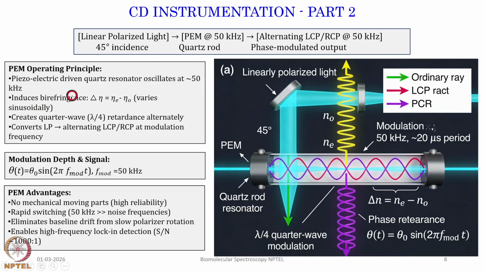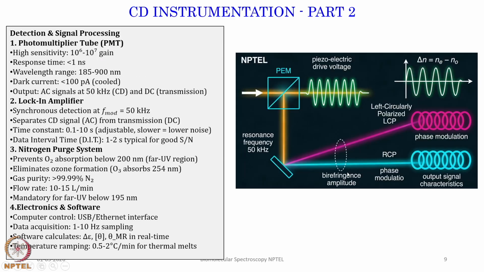Now, we induce birefringence, which is basically a property of two different refractive indices, and you can have birefringence because of that. So, it creates the quarter wave, and that one is retarded alternatively, and it converts that linearly polarized light into right handed and left handed polarized light. So, now that can modulate it, and you have the advantage that no mechanical moving part is needed, and you can switch rapidly, and now we have these two different polarized lights coming out from this, right.